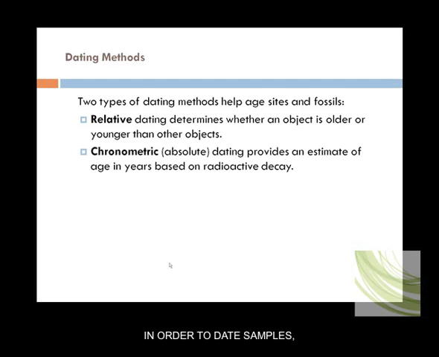In order to date samples, there are two different ways to go, and it just depends on the type of sample and the context that you find it in, which one you can do. We have relative dating techniques, which will allow us to determine whether an object is older or younger than another object that we can date easily. And we also have absolute or chronometric dating methods that will provide us with an estimate of age in years based on radioactive decay of certain elements. So let's look at some of each of these.